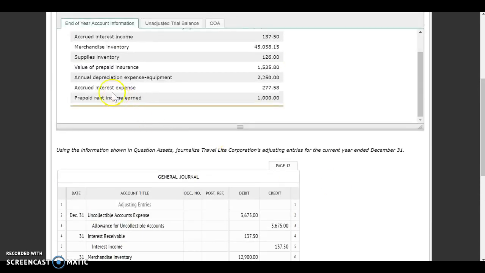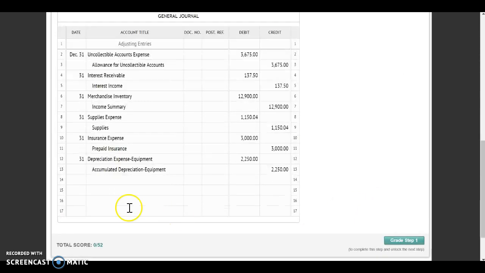Okay, next is going to be my accrued interest expense. Now this is my accrued interest, so my adjustment is simply going to be this number. So again, date. This time I'm going to debit my interest expense for $277.58, and I'm going to credit interest payable for $277.58.